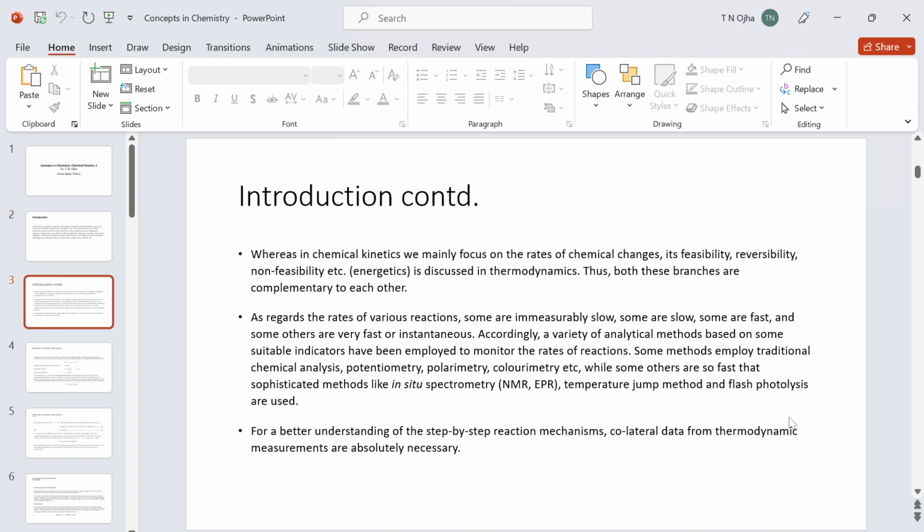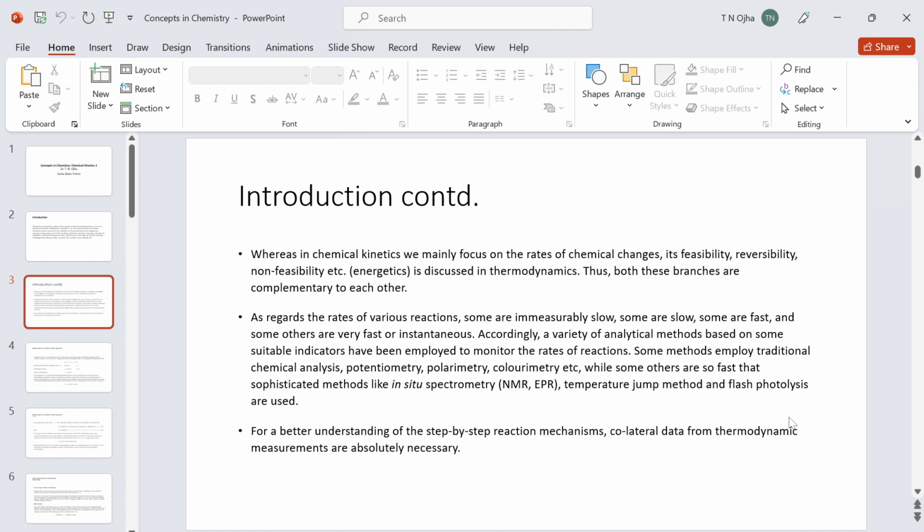In chemical kinetics, we mainly focus on the rates of chemical changes, while its feasibility, reversibility, non-feasibility, etc., that is, energetics, is discussed under thermodynamics. Thus, both these branches, thermodynamics and chemical kinetics, are complementary to each other.